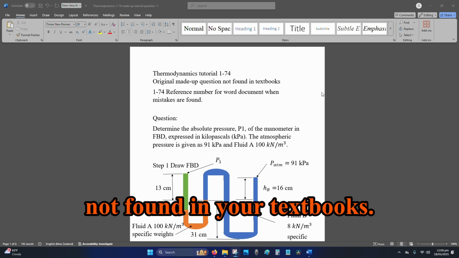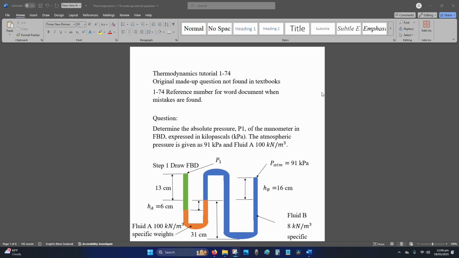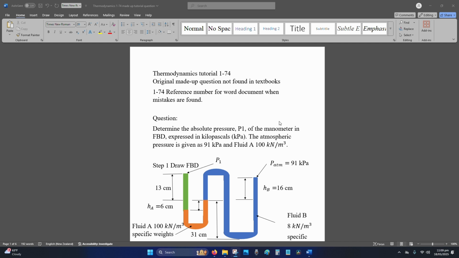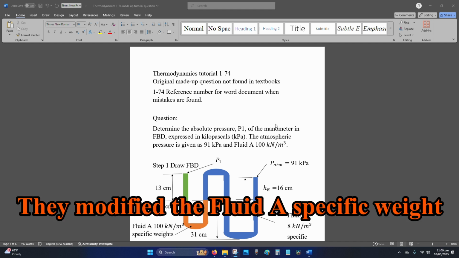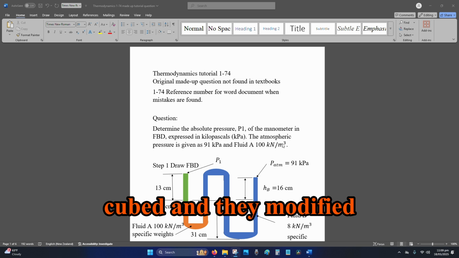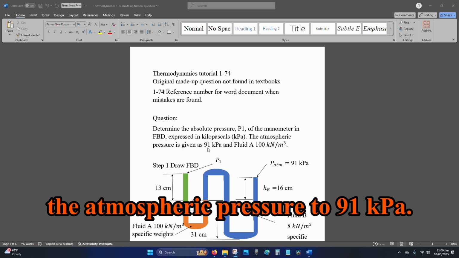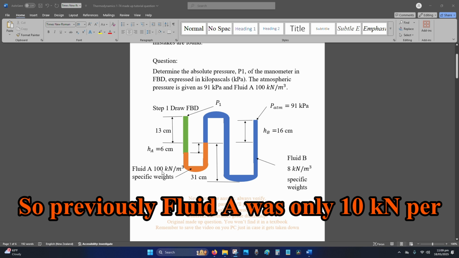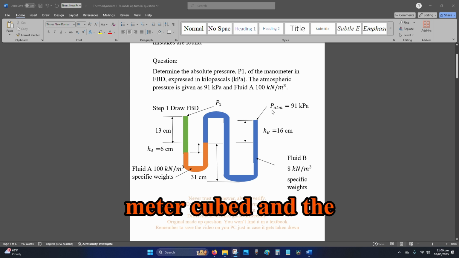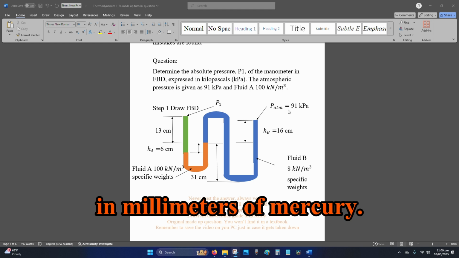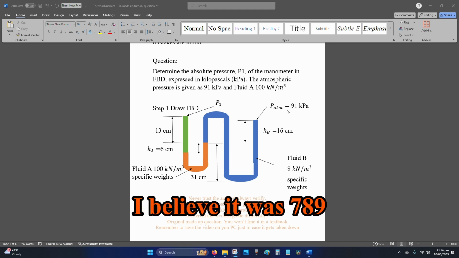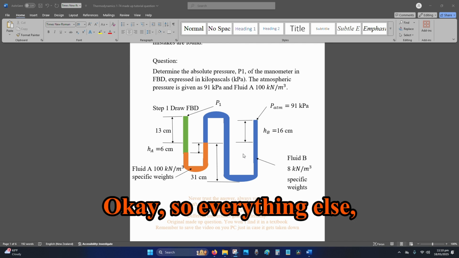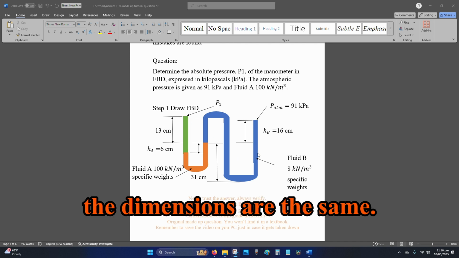This is a made-up question not found in your textbooks. It is very similar to the previous question. They modified the fluid A specific weight to 100 kilonewtons per meter cubed, and they modified the atmospheric pressure to 91 kPa. Previously, fluid A was only 10 kilonewtons per meter cubed, and the atmospheric pressure was in millimeters of mercury. I believe it was 789, so it's a difference. Everything else, the dimensions, is the same.